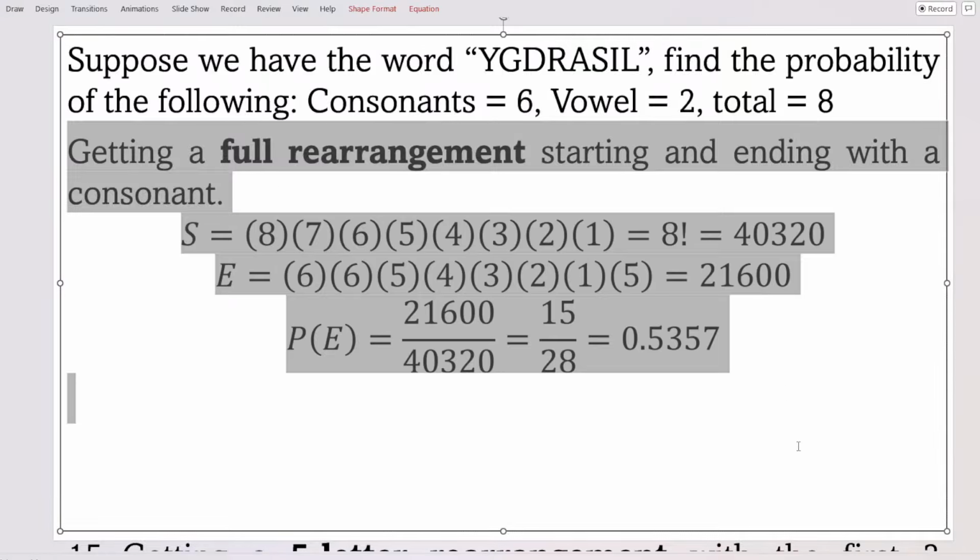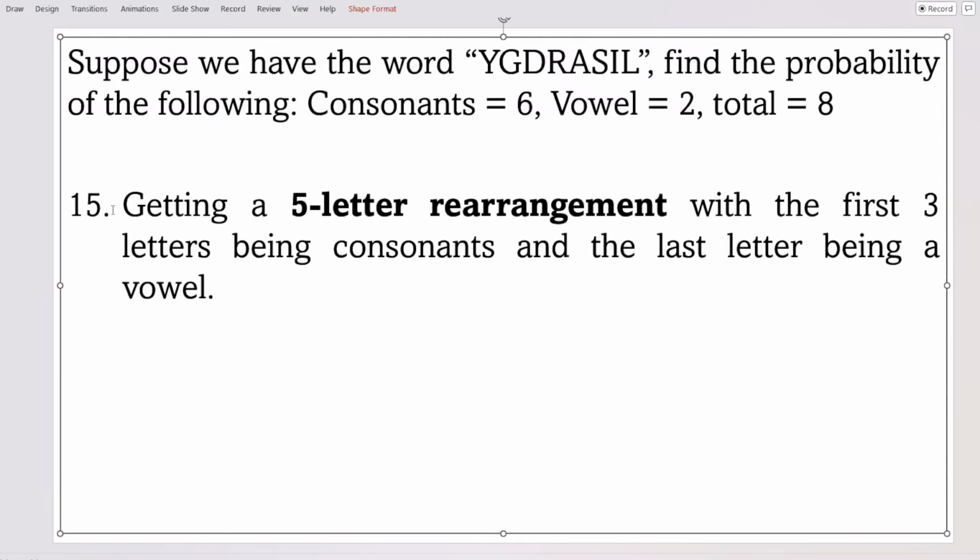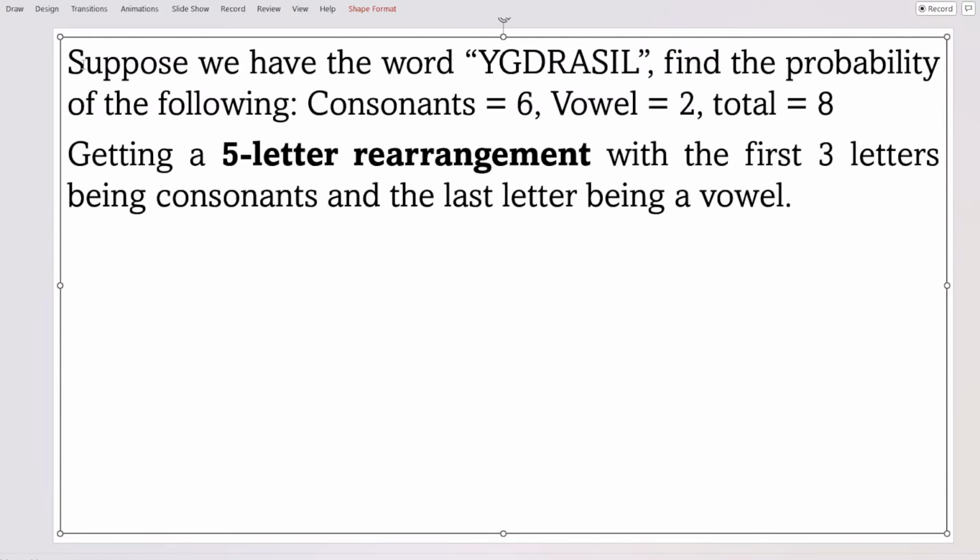Okay, so the last problem with the slide here. We get a 5-letter rearrangement. Let's start with S first. S is the 5-letter rearrangement, 1, 2, 3, 4, and 5. And S is without condition, so I can choose any letter for the first. So that is 8, 7, 6, 5, and 4. Putting this in the calculator, we get 6,720.